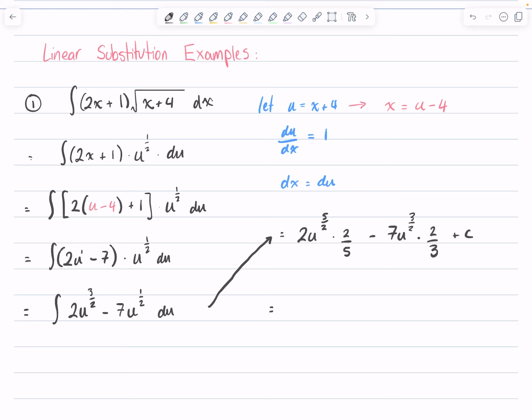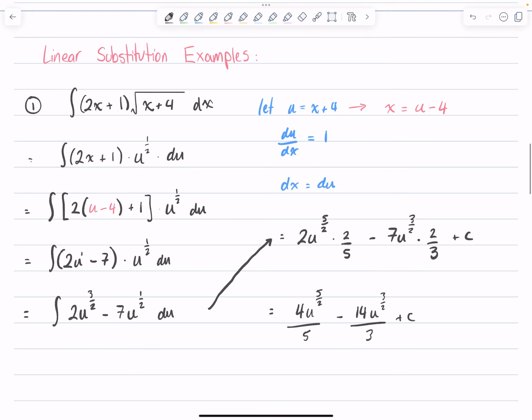And we can finally simplify this down. I'm just going to be multiplying the 2 in, all of it over 5. So we get 4u to the 5 on 2, all on 5, minus, and again, 14u to the 3 on 2 on 3, plus c. And our final step is to resubstitute in for u here with x plus 4. So we're going to get 4 lots of x plus 4 to the 5 on 2, all over 5, minus 14 lots of x plus 4 to the power of 3 on 2, all over 3, plus constant of integration c.